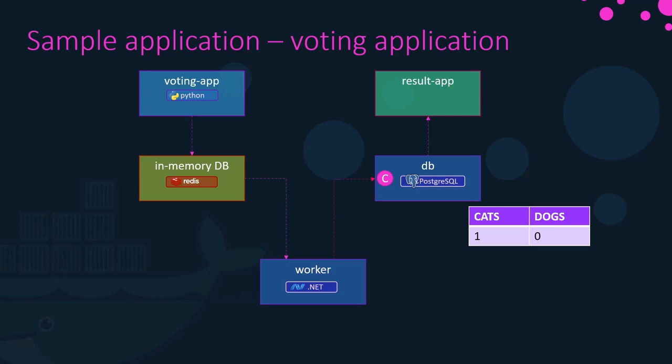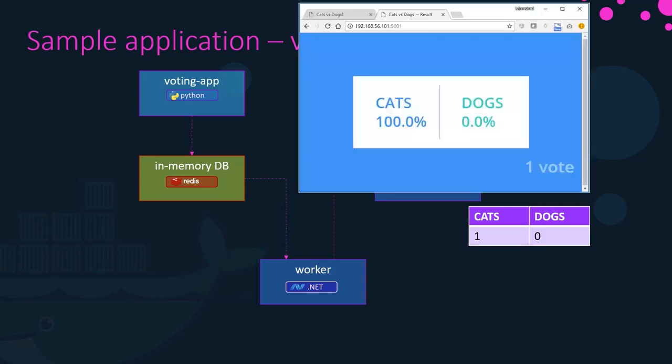Finally, the result of the vote is displayed in a web interface, which is another web application developed in Node.js. This resulting application reads the count of votes from the Postgres SQL database and displays it to the user. So that is the architecture and data flow of this simple voting application stack.